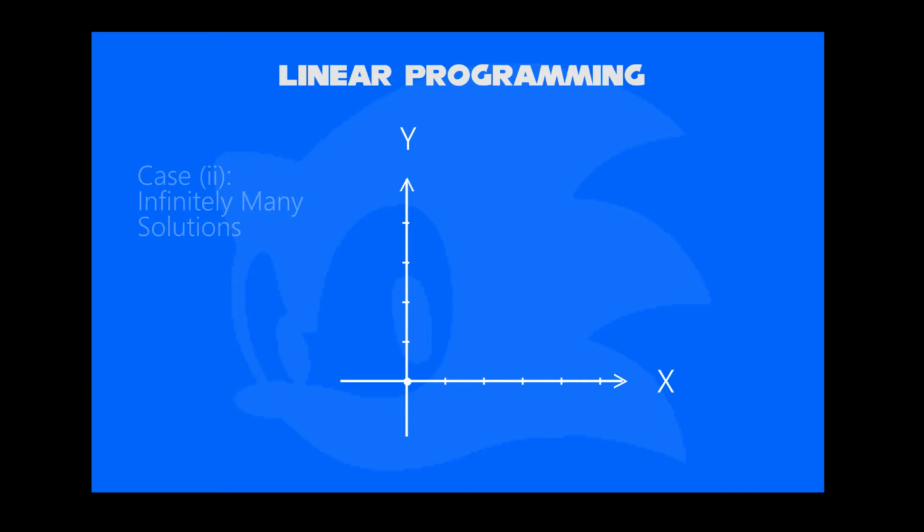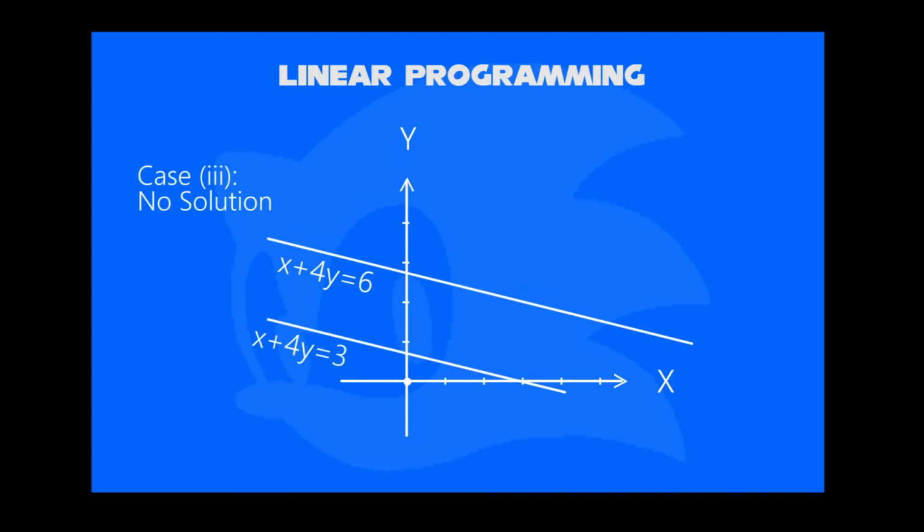Next case, if we have infinitely many solutions. Let us consider the second equation has a multiple of 2 of the first equation, thus we get infinite points. And the third case, no solution. Pick the same equation with different number, say x plus 4y equals 6 instead, similar to first equation. Then we get two parallel lines that do not intersect at any common point.